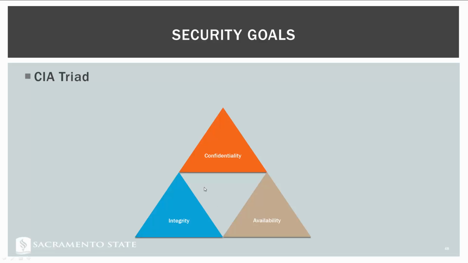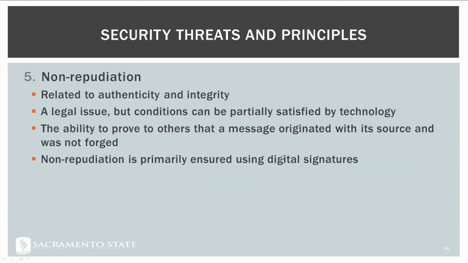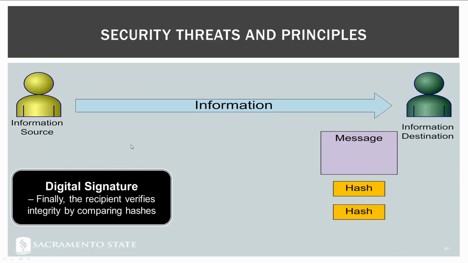Again, here's our CIA triad: confidentiality, integrity, and availability. And we added, again, non-repudiation and authenticity to those principles.